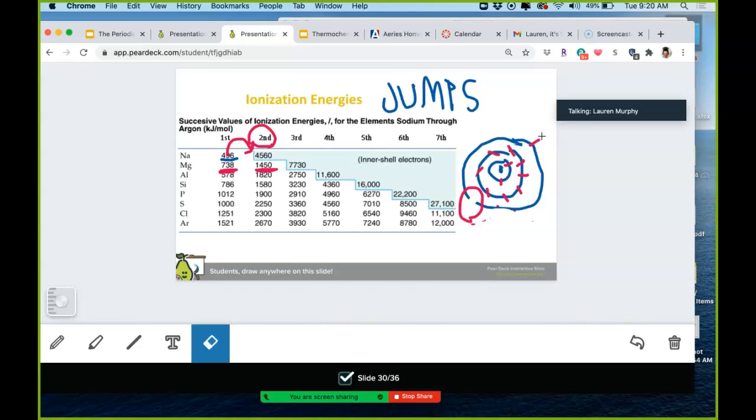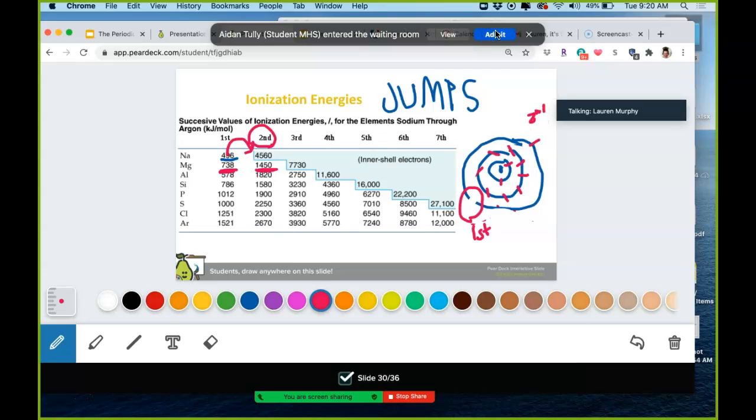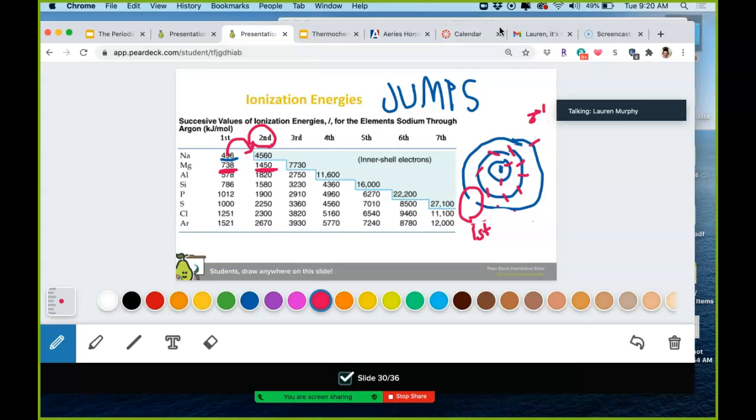Well, now there's still 1 valence electron left. Why is it harder, though, to rip off this second electron? This one was the first electron I chose to move, and this one was the second. Why is it harder to rip off the second? Does anybody know? Once you rip off that first electron, there's less repulsion in this valence shell, which means this electron is now held more tightly. So it's a little bit harder to remove the second one.